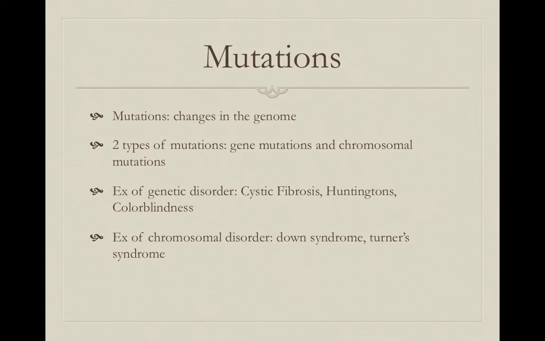Mutations. Mutations are changes in the genome, and we have two types of mutations, gene mutations and chromosomal mutations. Gene mutations affect the gene itself, and chromosomal mutations affect the chromosome. So some examples of genetic disorders, which are gene mutation related, are cystic fibrosis, Huntington's disease, color blindness. Cystic fibrosis is autosomal recessive, so it's based off a recessive disease trait. Huntington's is autosomal dominant, so the dominant allele is affected. And color blindness, again, is sex-linked recessive. Some examples of chromosomal disorders are Down syndrome, as well as Turner syndrome.